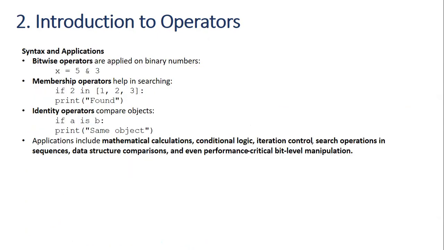Bitwise operators are applied on binary numbers, x equal to 5 and y equal to 3. We'll go into all these things in detail. Membership operators help in searching: if 2 is present within this set of 1, 2 and 3, print found. If it is not there, then it will print not found, which will be given in the else of the decision making statement. Identity operators: if a is b, print same object. Applications include mathematical calculations, conditional logic, iteration control, search operations in sequences, data structure comparisons, and performance-critical bit level manipulation.